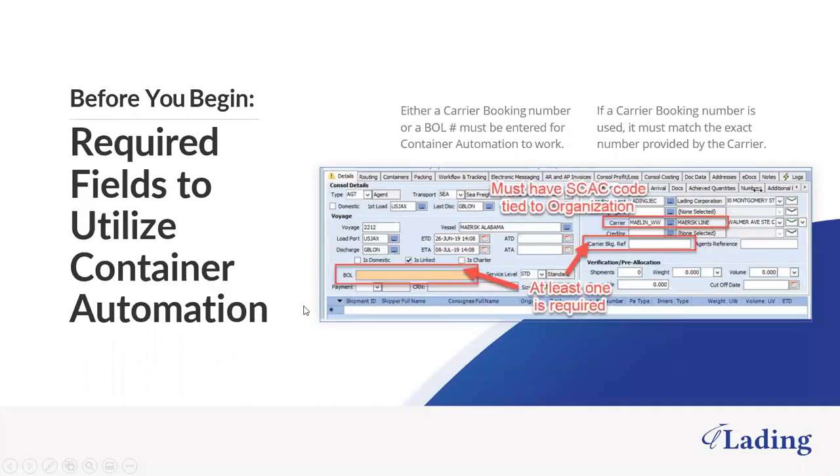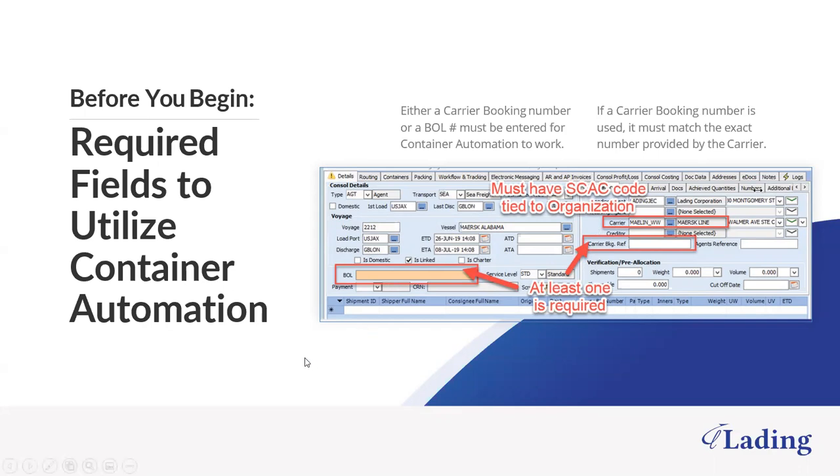All right, how does this work in the record? You need 2 things on a record for container tracking to work. You need a carrier with a valid SCAC code and either a carrier booking reference or a bill of lading number. One of these 2 and a valid carrier, and container tracking will work.